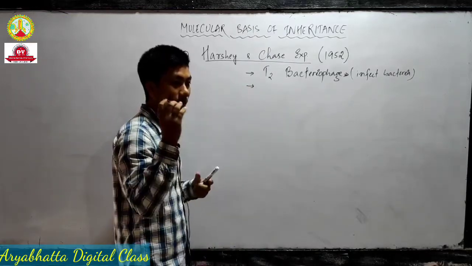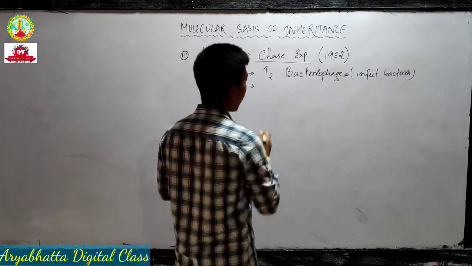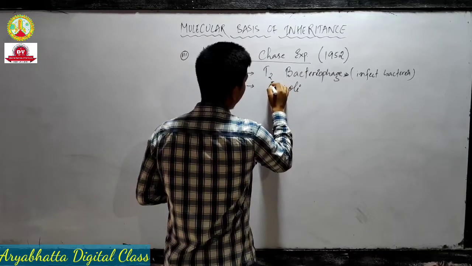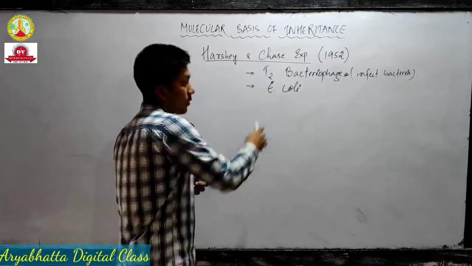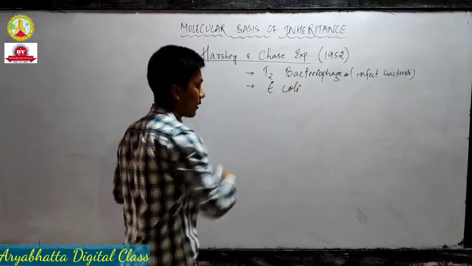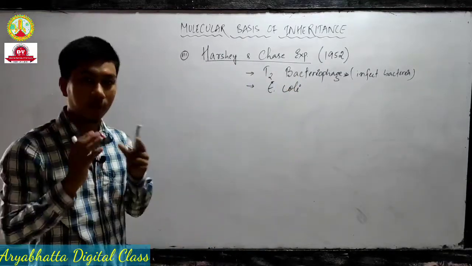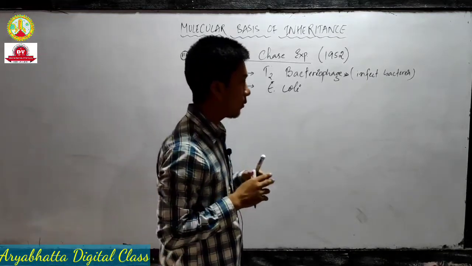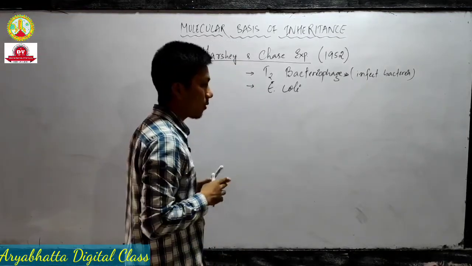And they used the bacteria E. coli, Escherichia coli, in short E. coli. So E. coli is the bacteria which gets infected by this virus, T2 bacteriophage. Okay? You might have seen the structure of T2 bacteriophage. So I will draw it here.